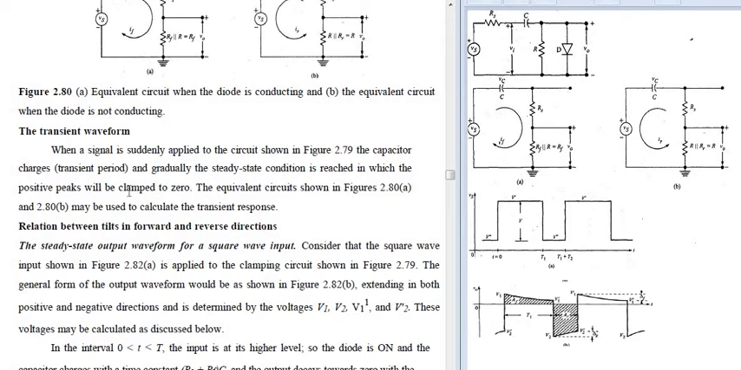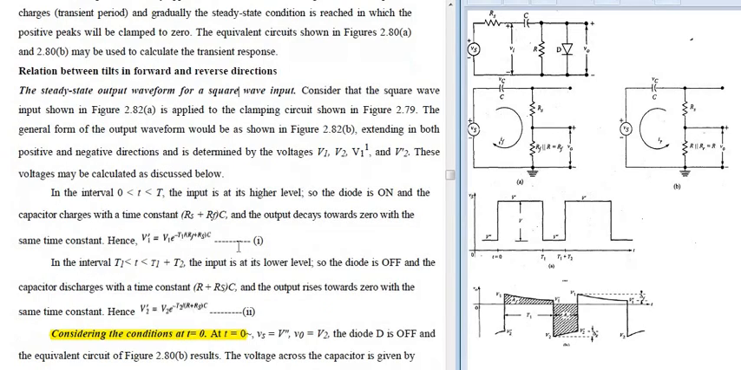Okay. Now see the relationship between the tilts in the forward as well as the reverse direction. What is meant by tilt? This is the peak here that we got at the output side. This is called your tilt. So we have to see the relationship between the tilt at the positive part of the waveform and the tilt at the negative part of the waveform. Okay. So here we are considering the steady state response of the particular output, and the input that you have applied here is your square wave input.